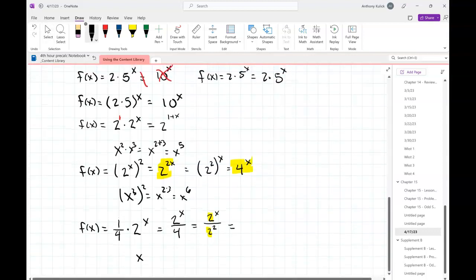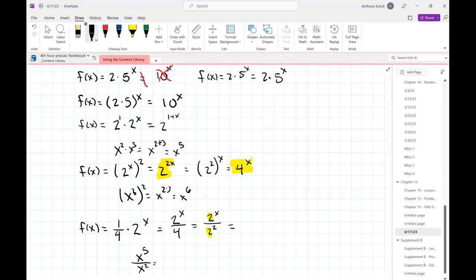If I have like x to the 5th over x to the 2nd, what does that turn into? X to the 3rd. How'd you get the 3? So what is this one going to be? Exactly. 2 to the x minus 2.